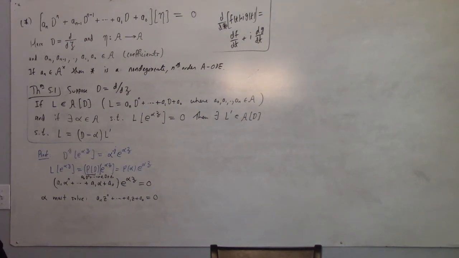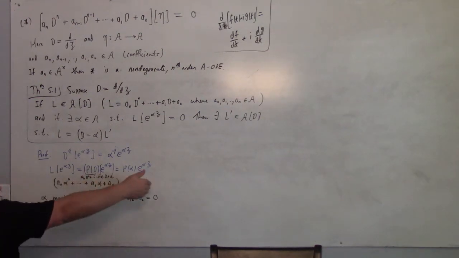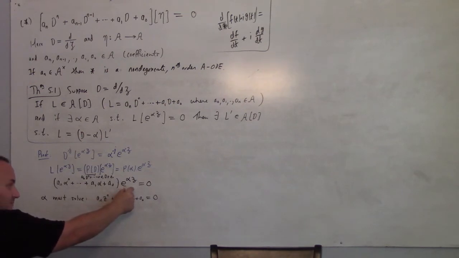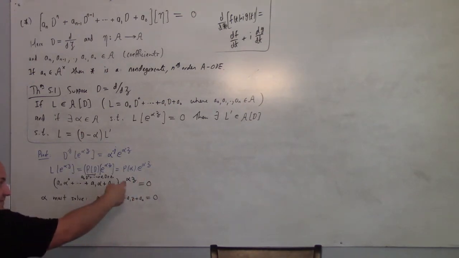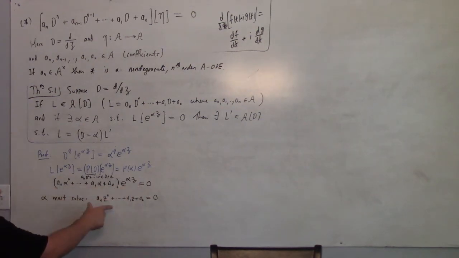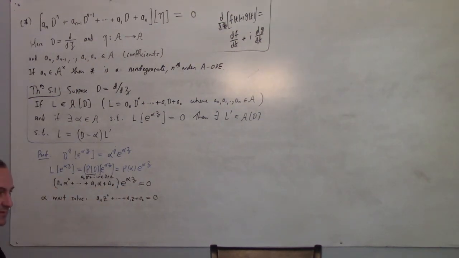Now how do I get that? Remember, e to the alpha z is a unit, because e to the minus alpha z times e to the alpha z is e to the 0, which is 1. I can multiply this equation by e to the minus alpha z, and I get this times 1 equal to 0. So in order for this product to be 0, it must be that the characteristic equation has the solution alpha.